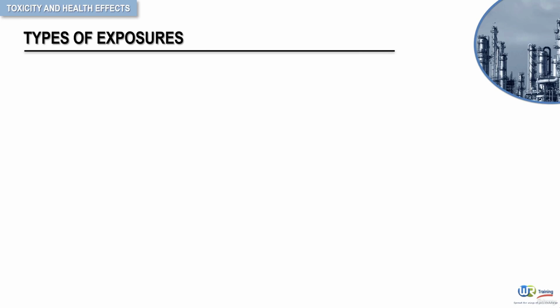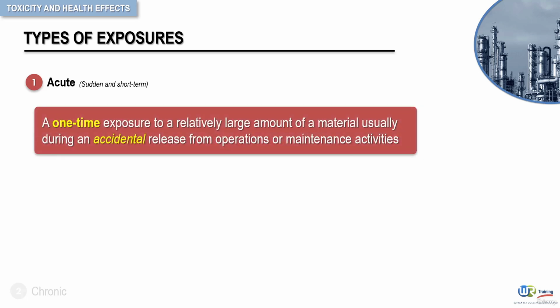Now, how toxic a material is depends on its toxicity. Its potential to cause harm to workers also depends on the concentration and duration of exposure. There are two types of human exposure to hazardous materials at the workplace. These are acute and chronic exposures. An acute exposure refers to a sudden and short-term exposure. The exposure may last for minutes, hours, or days. It is a one-time exposure to a relatively large amount of a material, usually during an accidental release from operations or maintenance activities, such as improper handling of the materials, runaway reactions, or cleaning of equipment that normally contains materials.